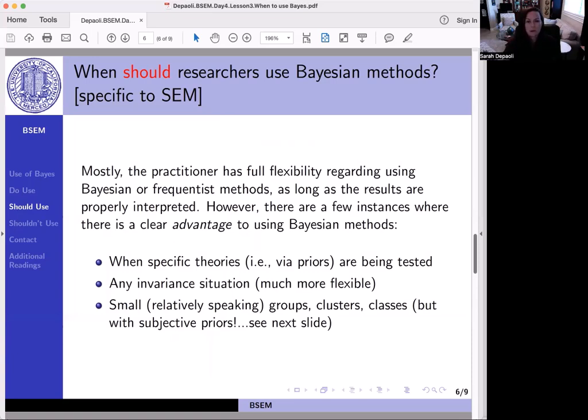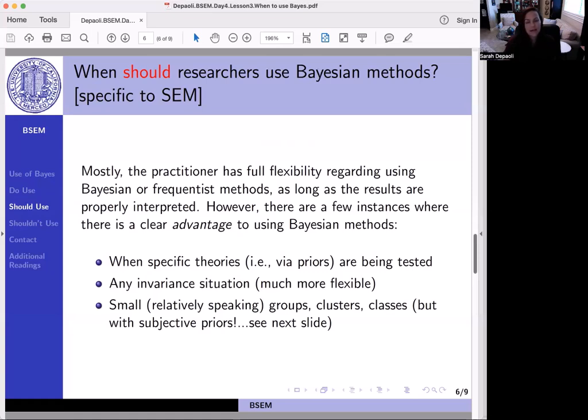Another category of when I think you should be using Bayesian methods is if you are testing invariance. If you have a model that you're testing some sort of invariance for, across groups or across time, I see no advantage to using traditional methods. The flexibility that the near-zero priors provide is incredibly helpful and can improve fit and overall interpretation. Therefore, I would advocate for Bayesian methods to be used here if possible.